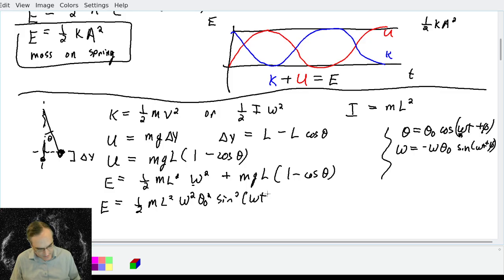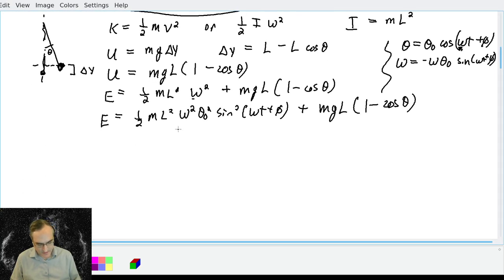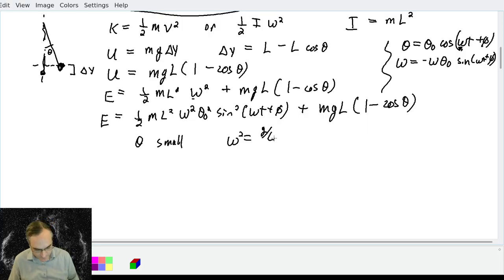Sine squared omega t plus phase, mgl, 1 minus cosine of theta. Well, I don't want to put that theta in because that's going to be a nightmare. But we do know theta is small, and omega squared will be equal to g over L. That's something we'll find out when we do simple pendulums, which is coming up soon. Alright. 1/2 ml squared g over L, so we get some cancellation in there.